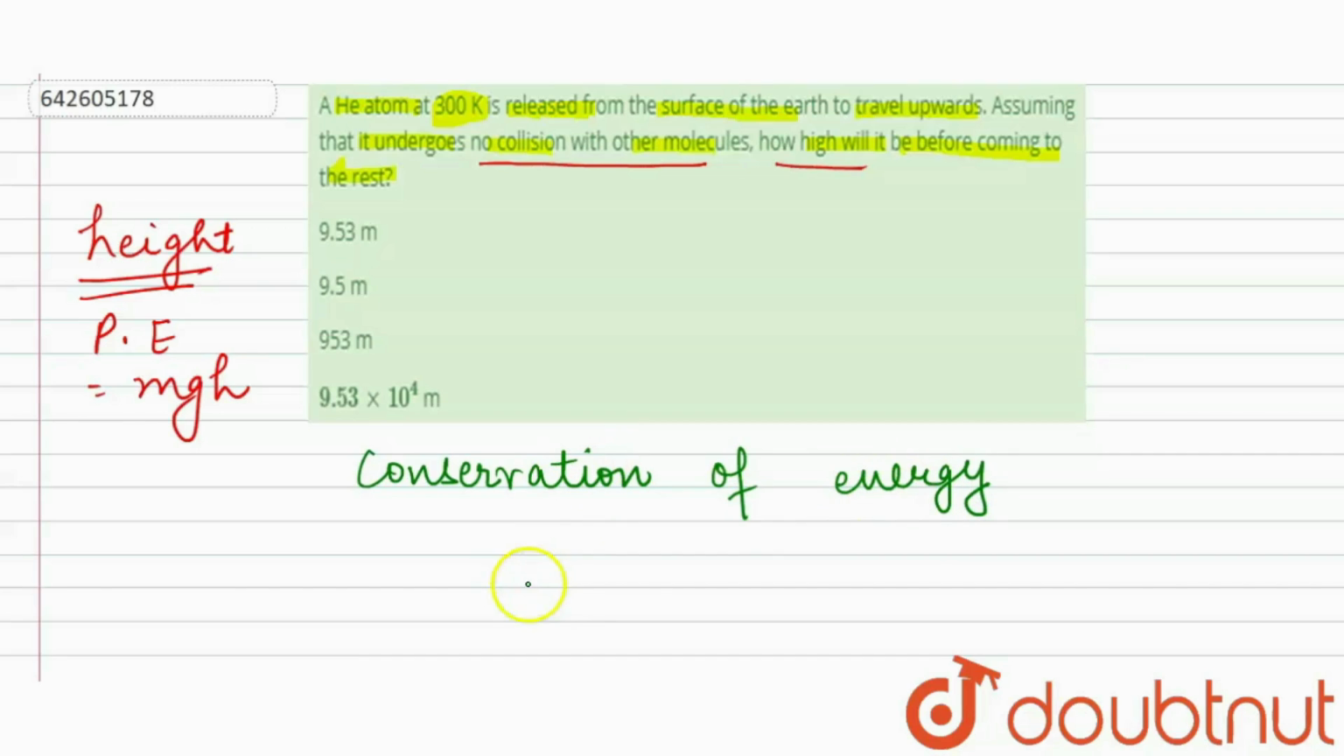So kinetic energy for a molecule is 3 by 2 kBT, and it is equal to mgh. This is our kinetic energy for a molecule and this is our potential energy. So we need to calculate the height.